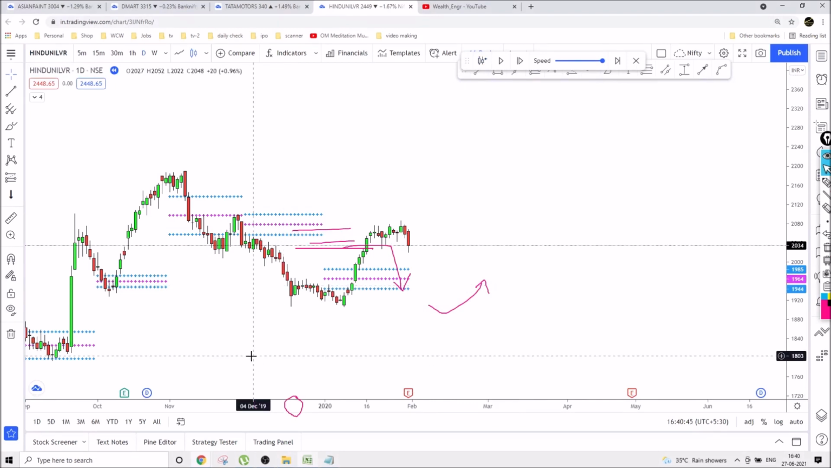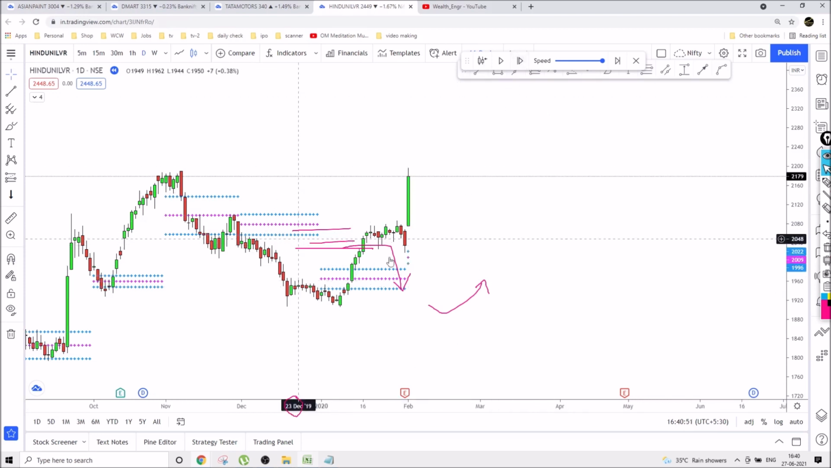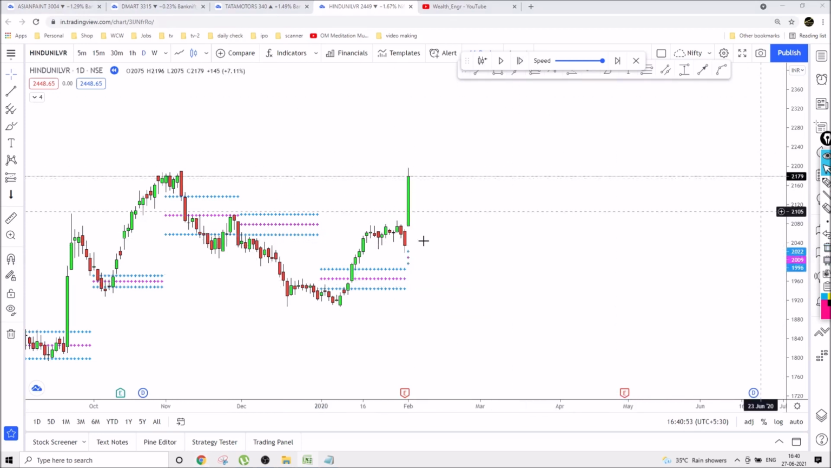Where is January? This is December, this is January. This is February. So next month is February. This formed the setup, and Hindustan Unilever is a good company. This has made a very strong bullish candle. And your stop loss should be here.